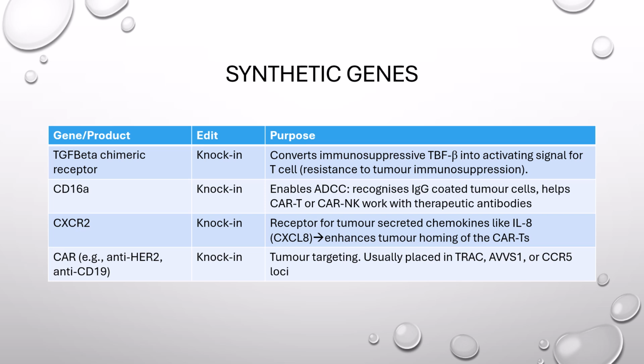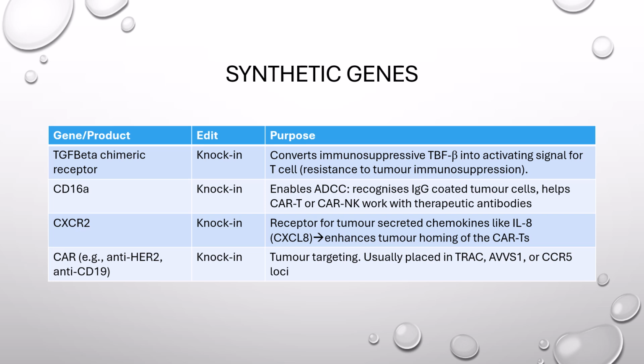And then we've got this other gene and product, the CXCR2 receptor, and this is basically enabling the T cells to home into the tumor cells, to find the tumor cells, to traffic towards the tumor cells themselves so that they can do their job.